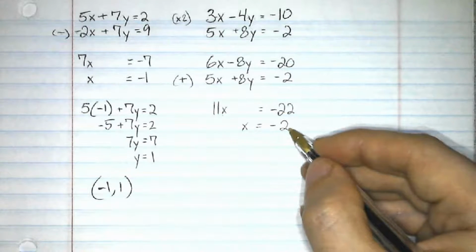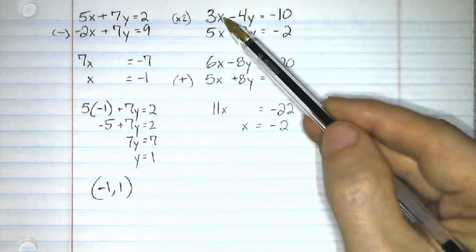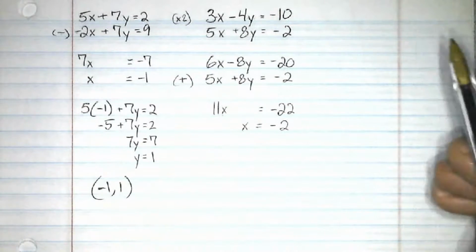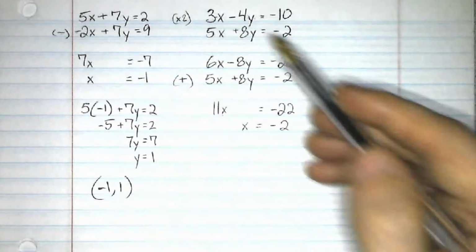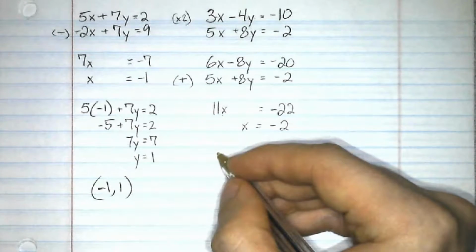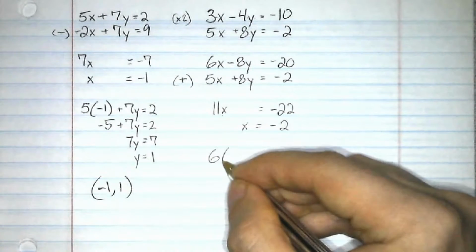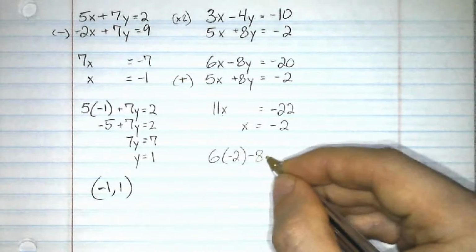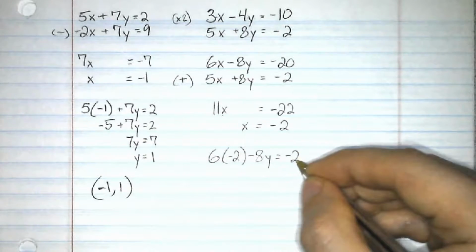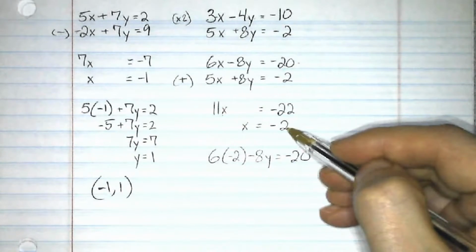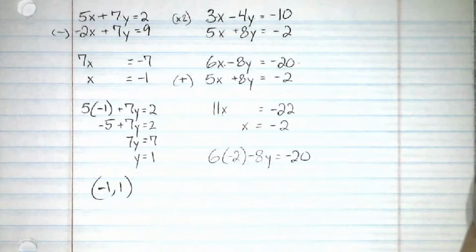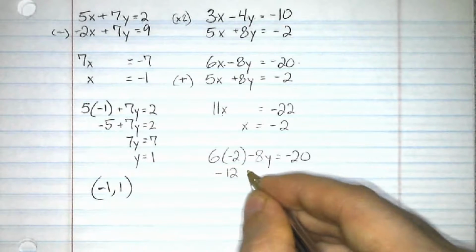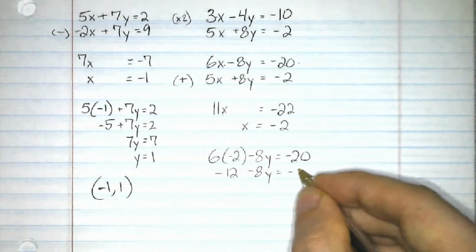Now, I can take this negative 2 and I can substitute it into any of these 4 equations. Either way, we get the same answer. It really does not matter. So, let's take the third one. 6 times x, which we know has a value of negative 2, minus 8y equals negative 20. All I did was I took this, I substituted our value for x in for x there. 6 times negative 2, that's going to be negative 12, minus 8y equals negative 20.